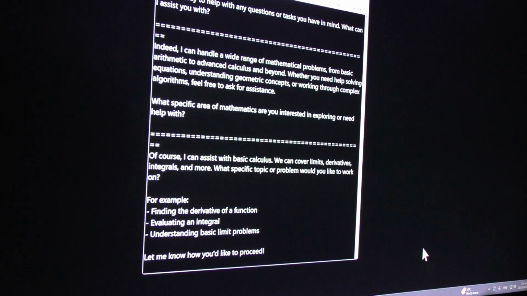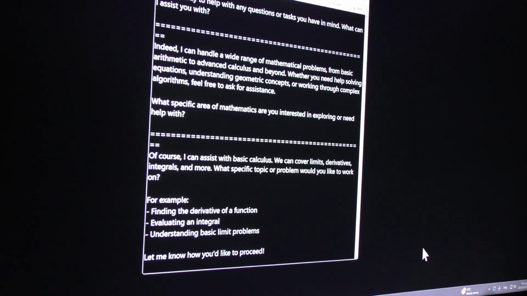Can you do basic calculus? Of course, I can assist with basic calculus. We can cover limits, derivatives, integrals, and more. What specific topic? Integrate x squared over x squared plus 3.